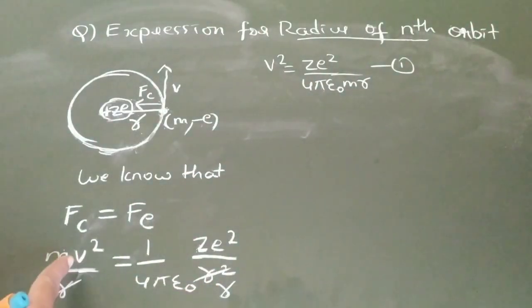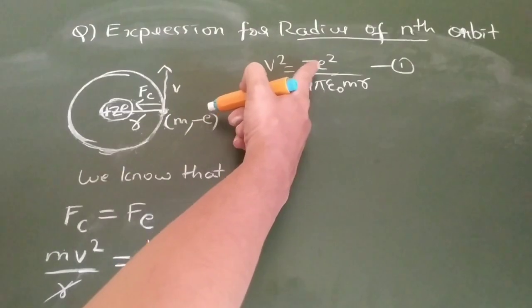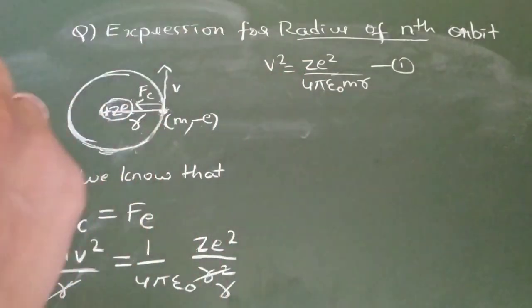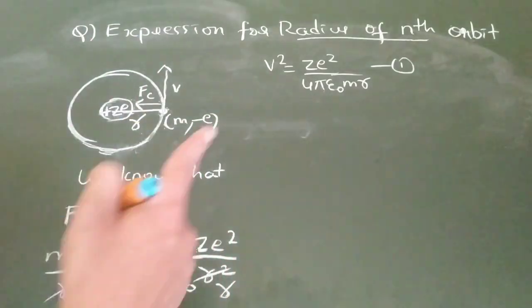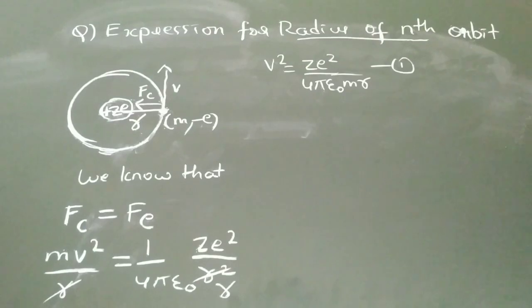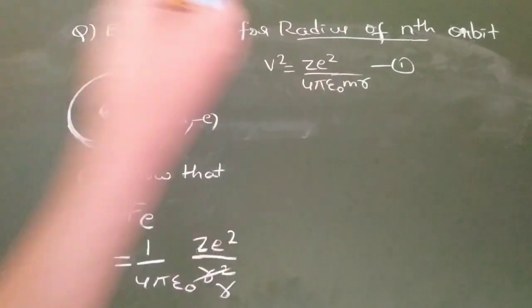Here I could have made a formula, r is equal to Ze square divided by 4 pi epsilon naught into v. But v is also depending on n. I need to bring up the relation of r in terms of n. Okay, that is nth orbit. That's why this is not our formula.